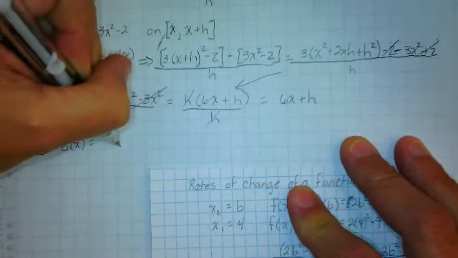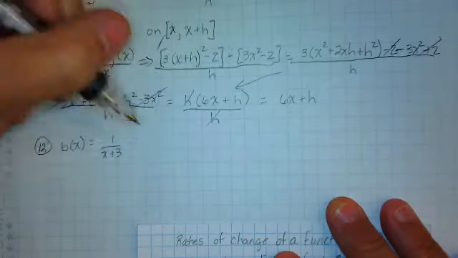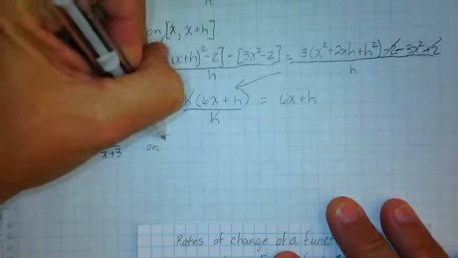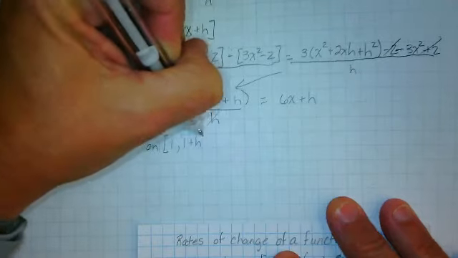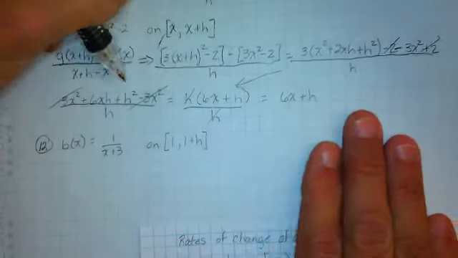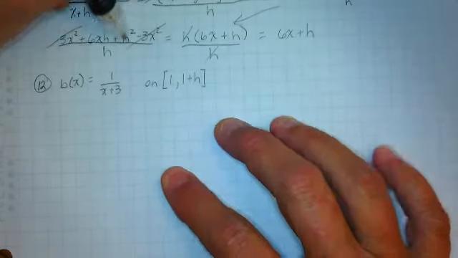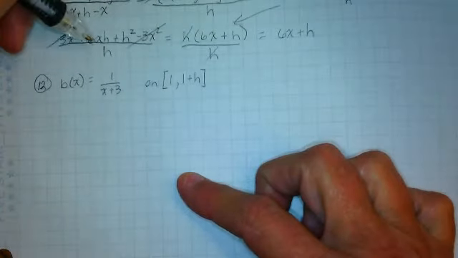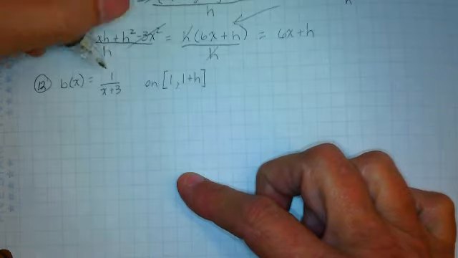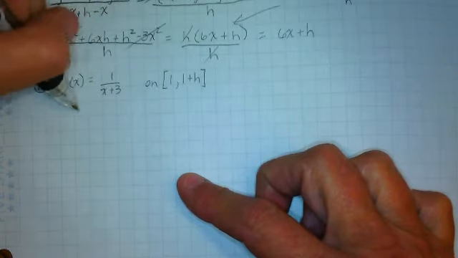So two more problems. 12. B of x equals 1 over x plus 3. And we're going on the interval from 1 to 1 plus h. I will say this is the only college algebra book I've ever taught out of that has you do this, and I'm really glad because it's got a lot of use to it.